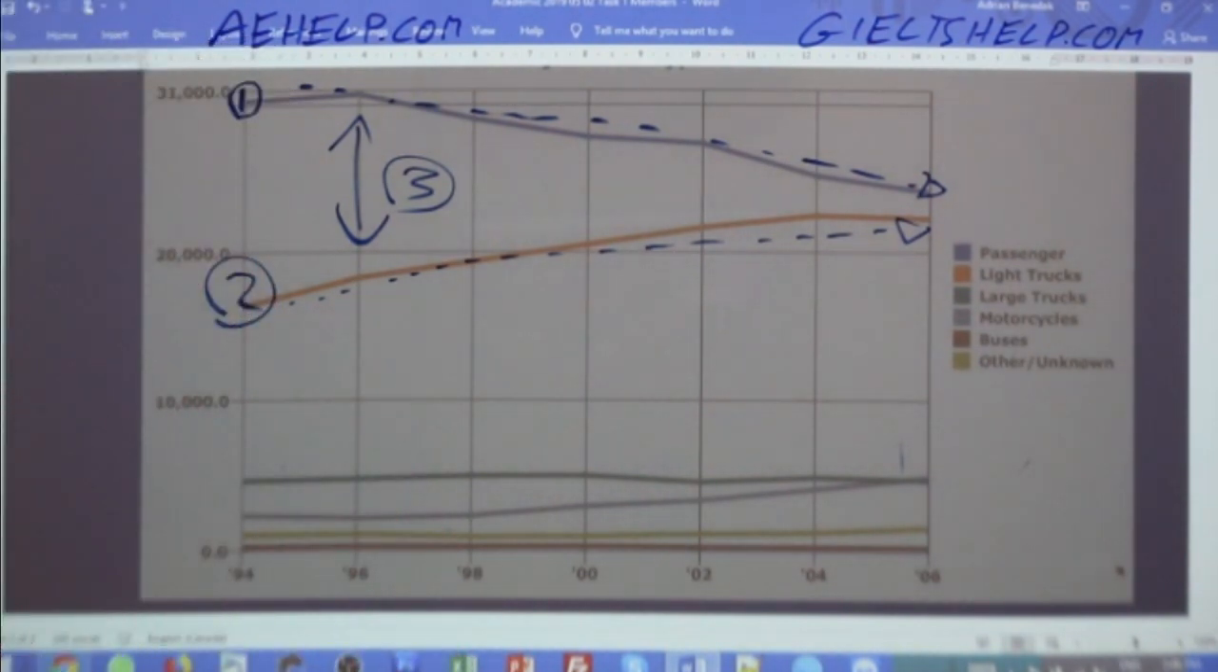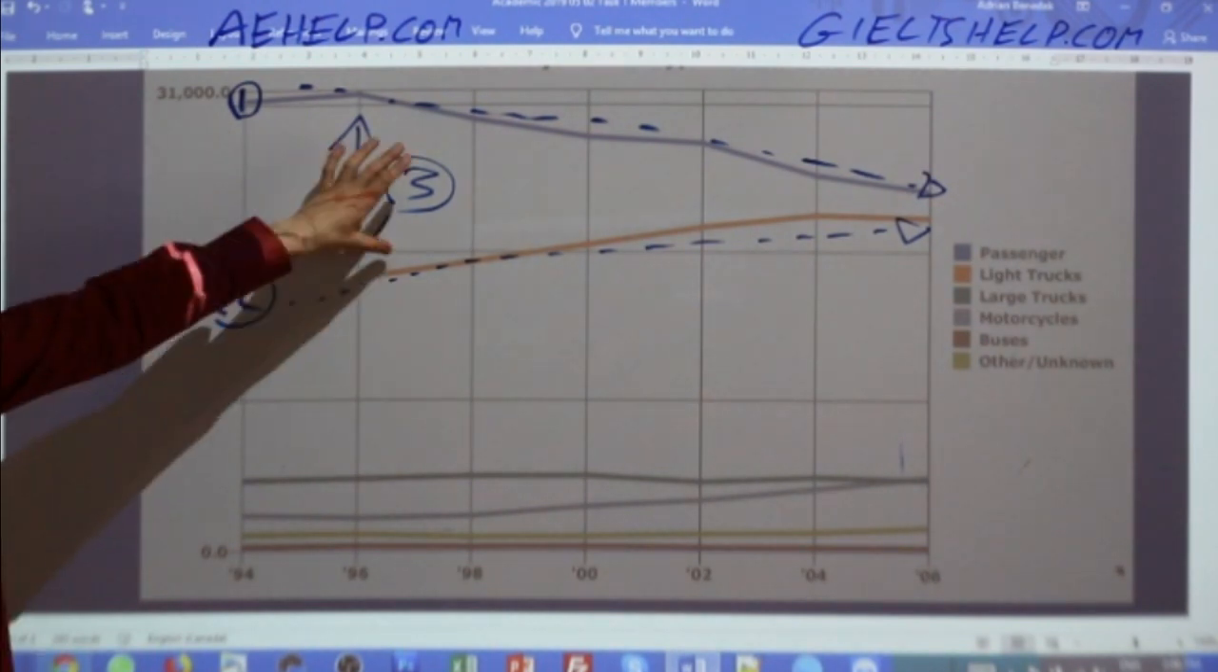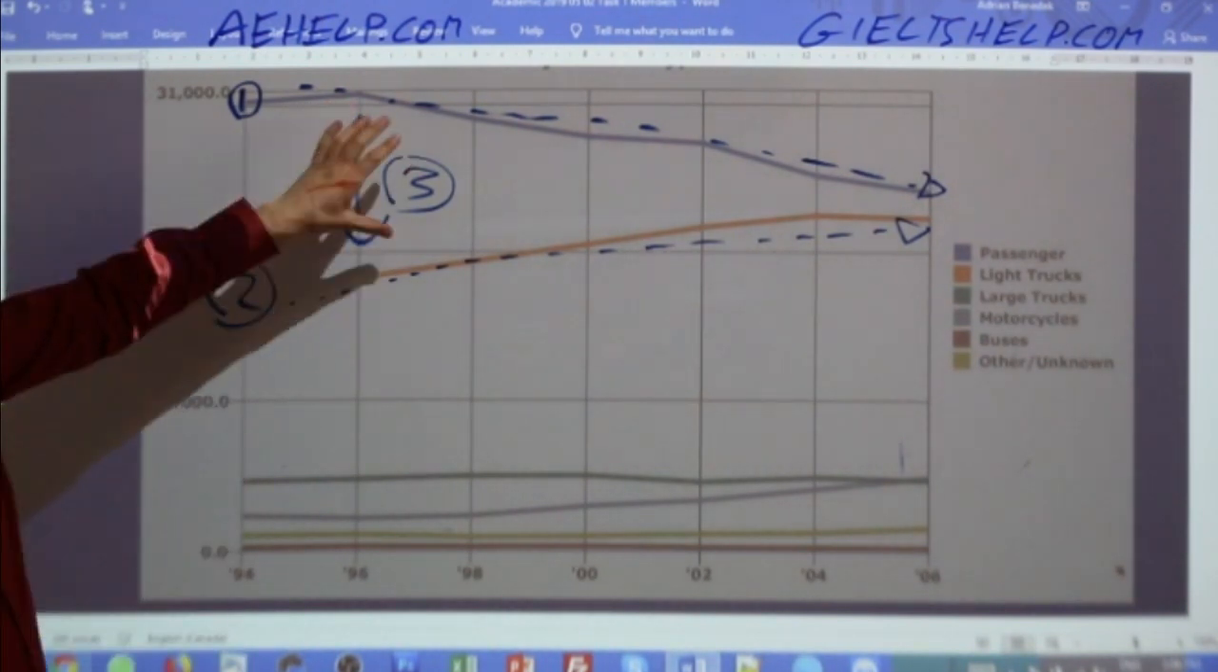All right, so again, 1, 2, comparison between these two is 3.